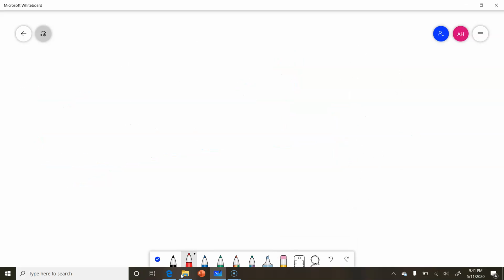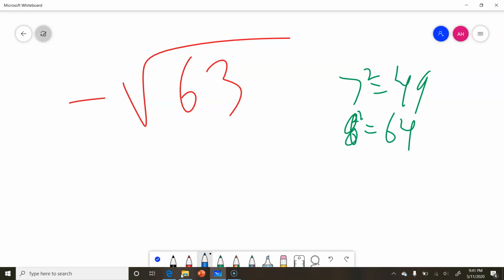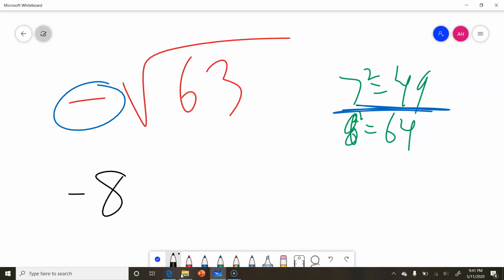If I have something negative square root of 63, right? I come over here to my chart and I think, 7 squared is 49. 8 squared is 64. That means that 63 is falling right there. But the thing is, look at this. It's a negative sign. So I need to have my answer be like this. Negative 8, I go with the inverse order.